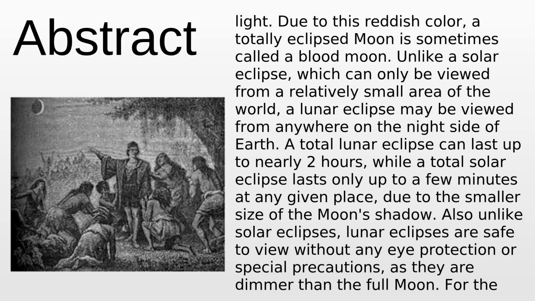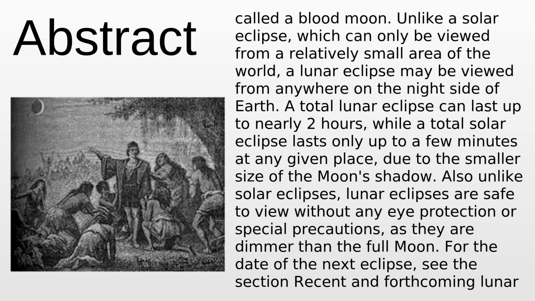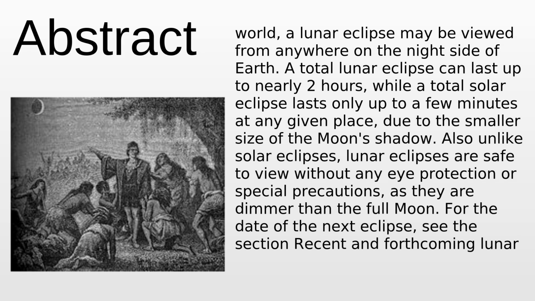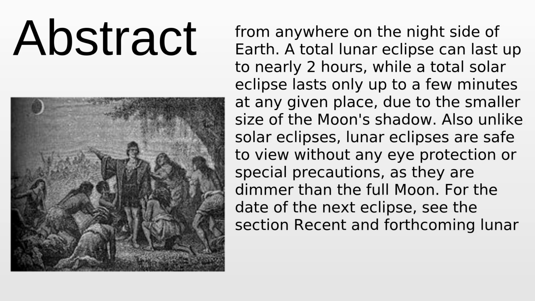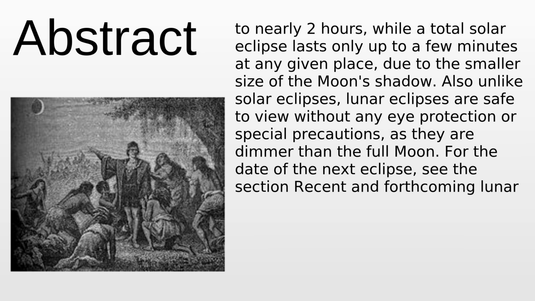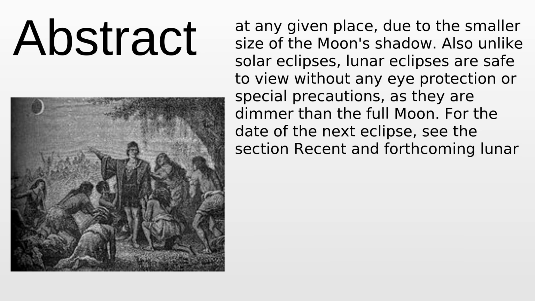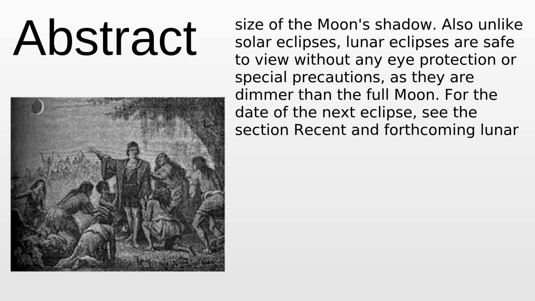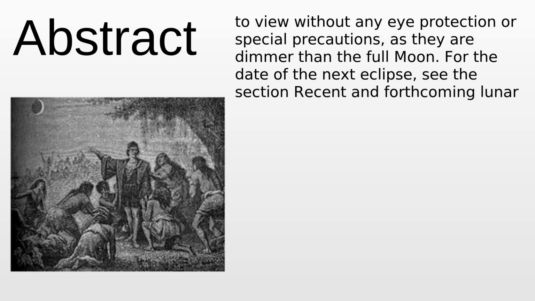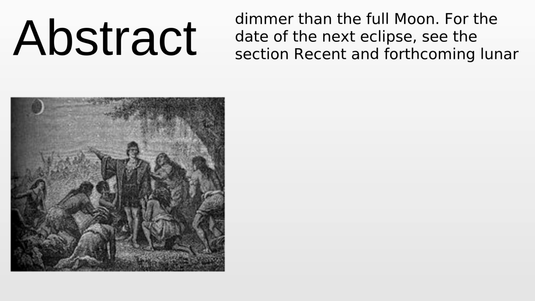Unlike a solar eclipse, which can only be viewed from a relatively small area of the world, a lunar eclipse may be viewed from anywhere on the night side of Earth. A total lunar eclipse can last up to nearly 2 hours, while a total solar eclipse lasts only up to a few minutes at any given place, due to the smaller size of the Moon's shadow. Also, unlike solar eclipses, lunar eclipses are safe to view without any eye protection or special precautions, as they are dimmer than the full moon. For the date of the next eclipse, see the section Recent and Forthcoming Lunar Eclipses.